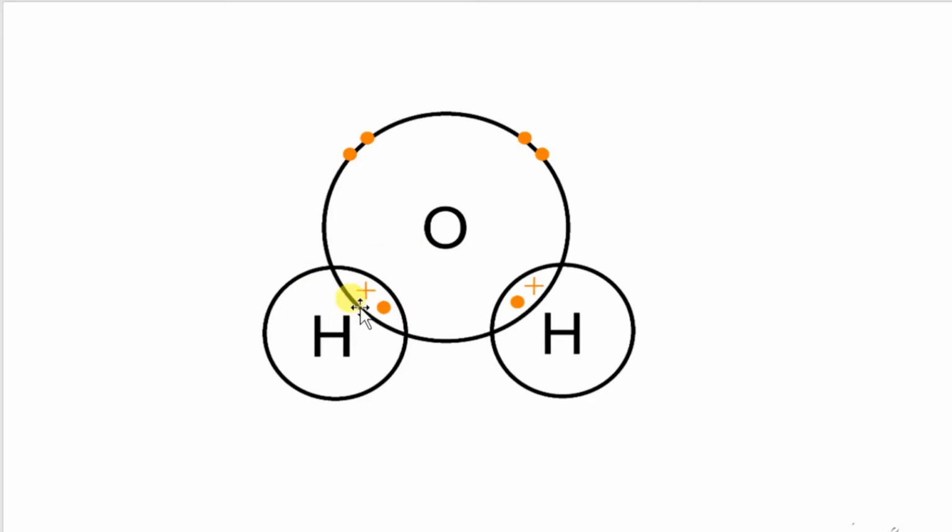But actually, these electrons aren't just shared equally between the oxygen and hydrogen atom. Actually, these electrons are pulled more towards the oxygen atom. And that's because oxygen is actually more electronegative, which means it has the tendency to attract these bonding pairs of electrons towards its nucleus more than the hydrogen atom.